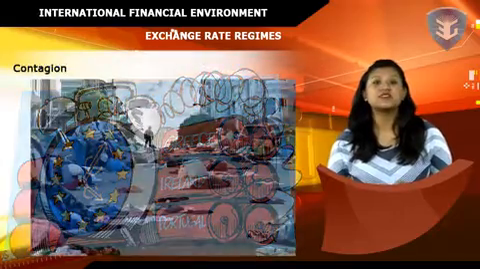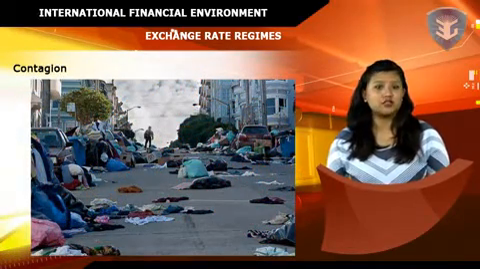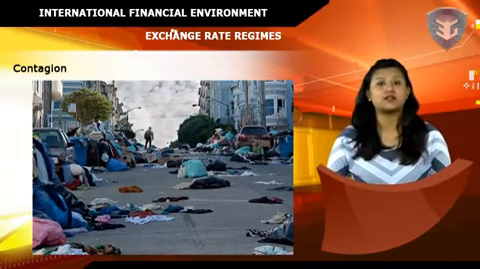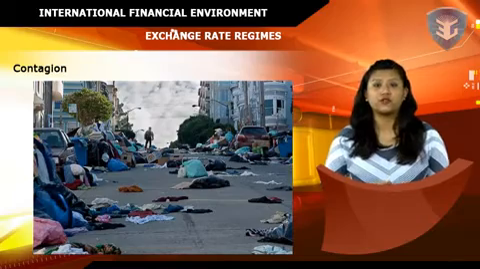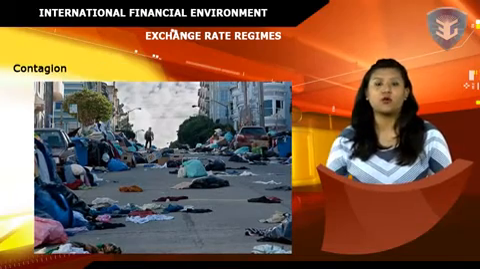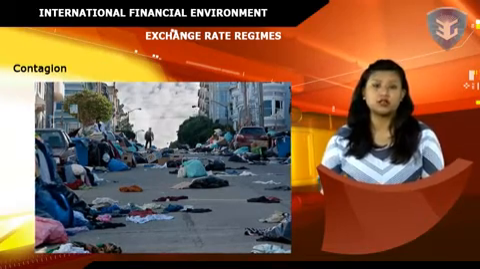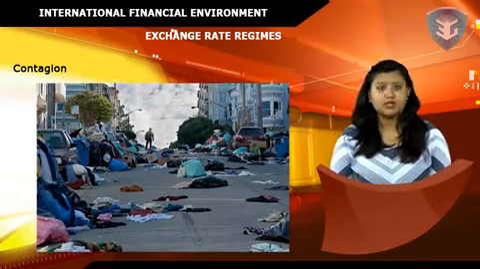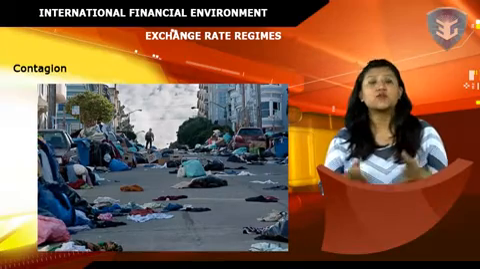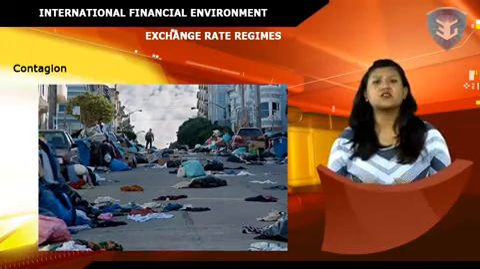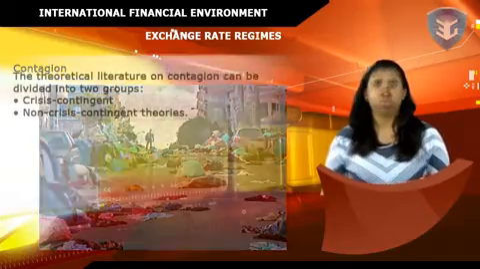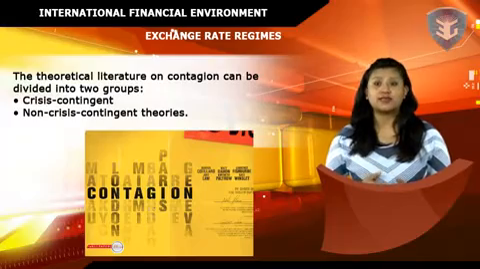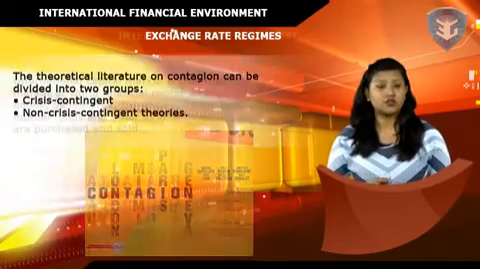Contagion. Contagion is a significant increase in cross-market linkages after a shock to an individual country or a group of countries. There are two main channels of contagion: through trade links and through the financial system. Forbes and Rigobon go on to specify that shift contagion refers to a significant increase in cross-market linkages after a shock, such as the correlation in asset returns, the probability of a speculative attack, or the transmission of shocks of volatility. The theoretical literature on contagion can be divided into two groups: crisis contingent and non-crisis contingent theories.